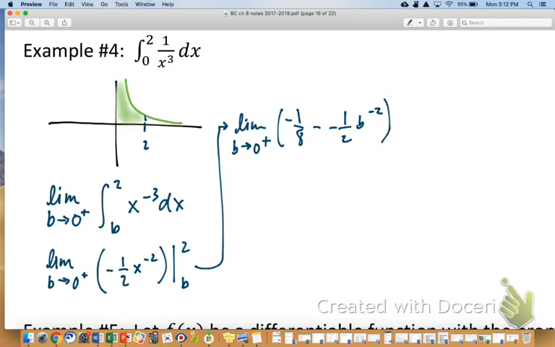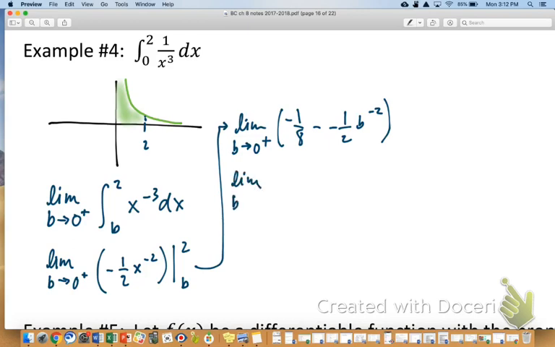Why is it 0 positive? Because you're approaching 0 from the right. All of our x's are to the right of 0. The reason why we didn't have that on before is because we were approaching infinity, and you can't approach infinity from the other direction. You can only approach it from the appropriate logical direction. So we don't ever really put that on there. We could, I suppose.